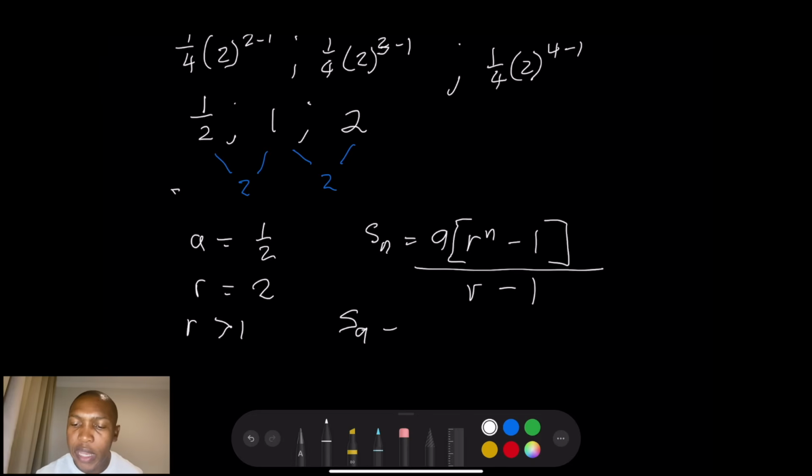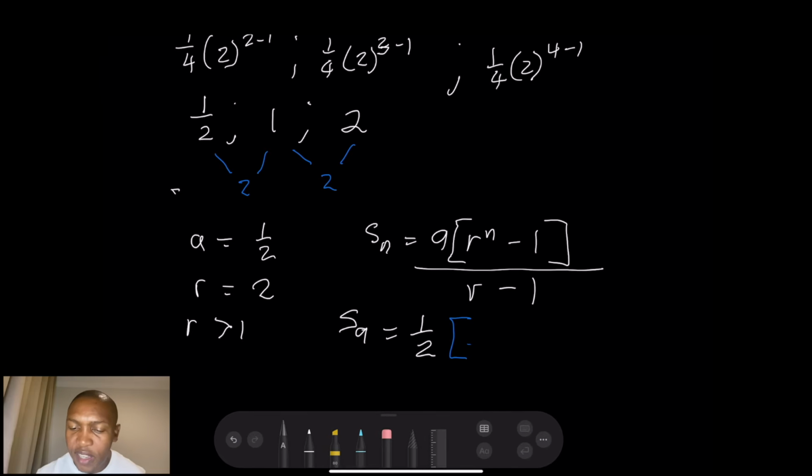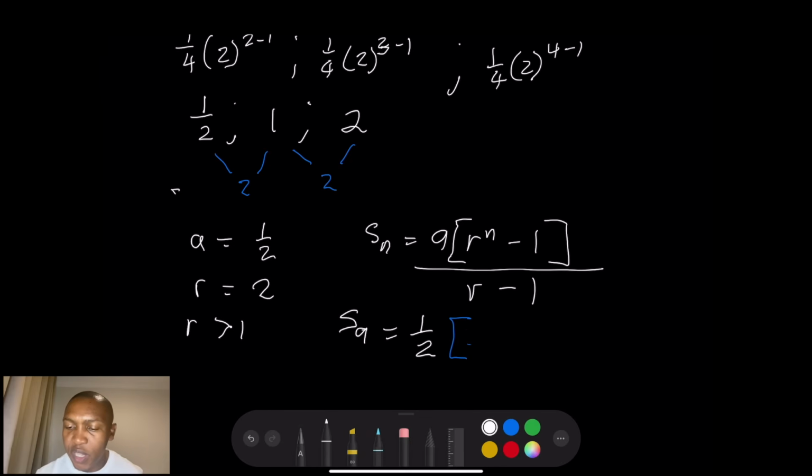Okay, so S9, that is going to be A. Our A value is 1 over 2, and I'm going to make those brackets different, so that's R. So our R value is 2. Okay, let me stick to white again. All right, having to toggle with these colors is a bit daunting, but we'll get there.